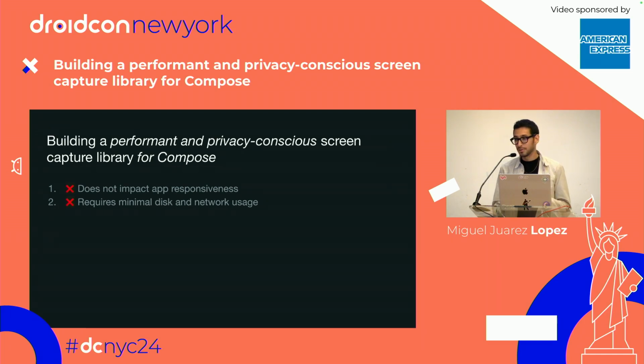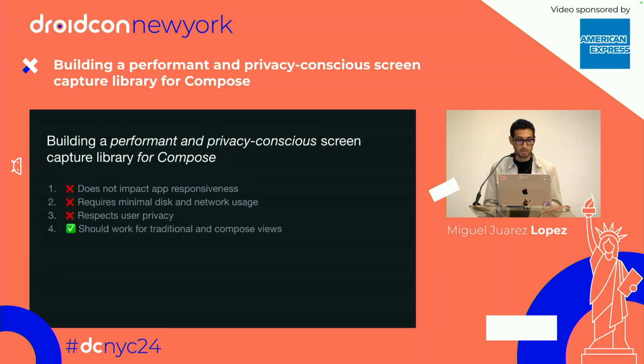Requires minimum disk and network usage? No, you still have to upload hundreds of kilobytes per second, per minute. Respects user privacy? Not yet. You'll have to do extra work to do that. Should work for traditional and composed views? Yes. Done. We don't need to worry about what you're using. We're just capturing the pixels on the screen. So 1 out of 4. Drake disapproves. He's pushing this aside.